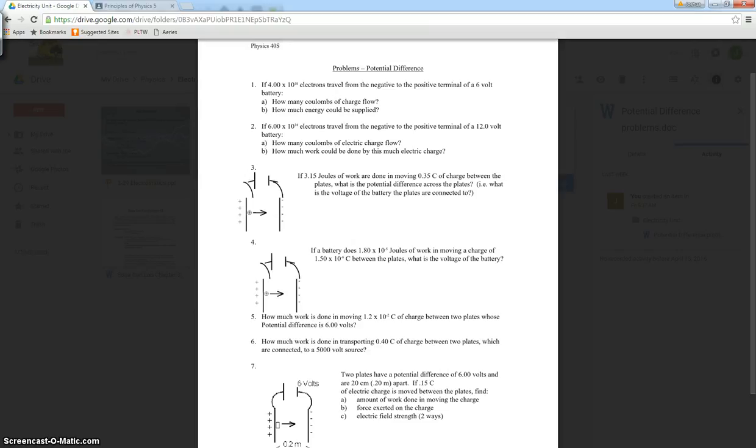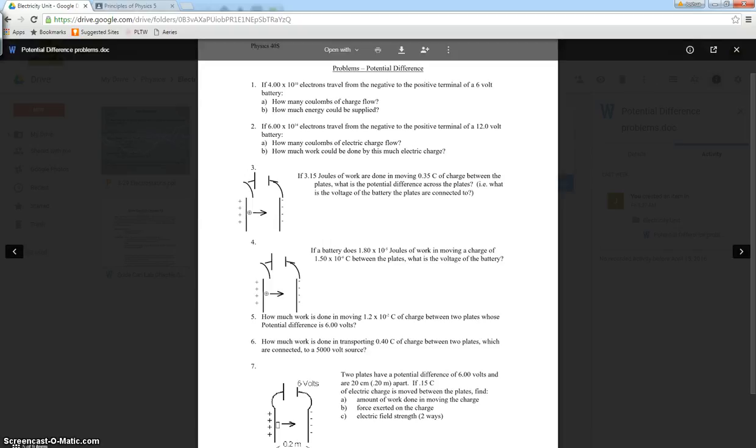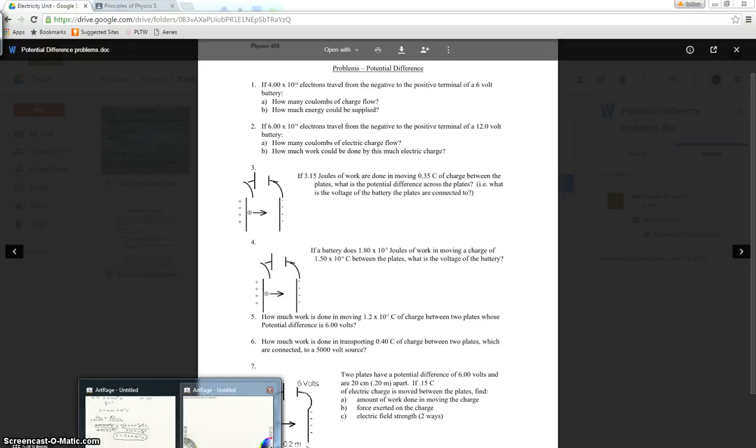B is asking, how much work could be done by this much electric charge? So we solve for charge, and the charge from part A is 9.6 times 10 to the negative fifth coulombs, and I'm going to use that and the voltage to solve for the work. So let's go to our little sketch pad.